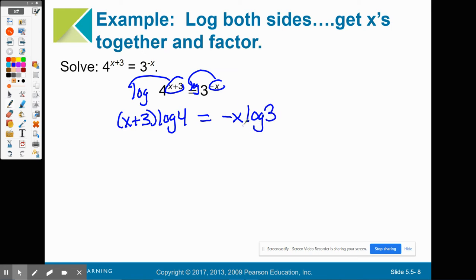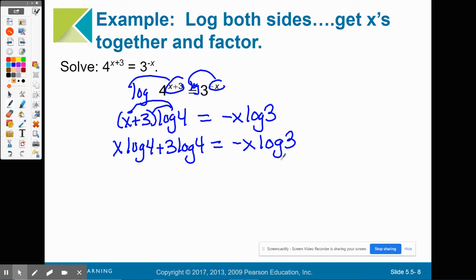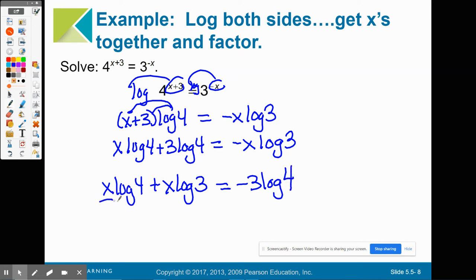I have to figure out what x is, but there's x's on both sides. So I'm going to distribute here: x log 4 plus 3 log 4 equals negative x log 3. Get your x's together. So we added this x here, x log 4 plus x log 3. We subtracted the 3 log 4. Factor out the GCF so we can get 1x out of that situation. And then divide both sides.